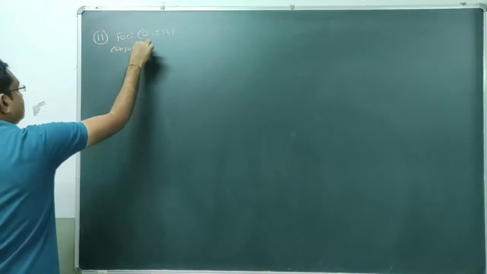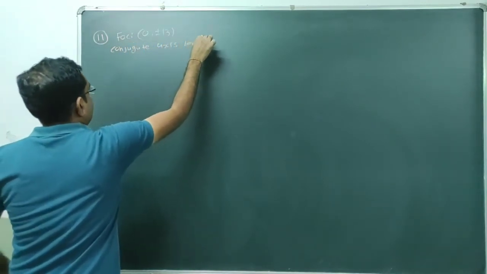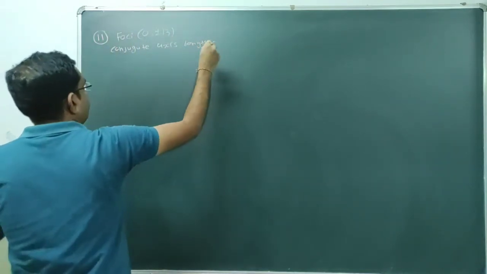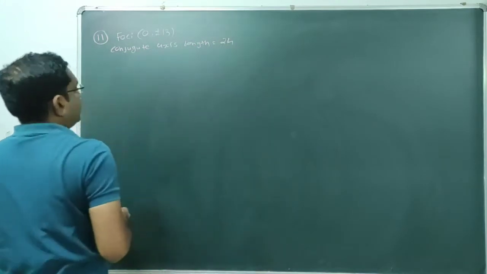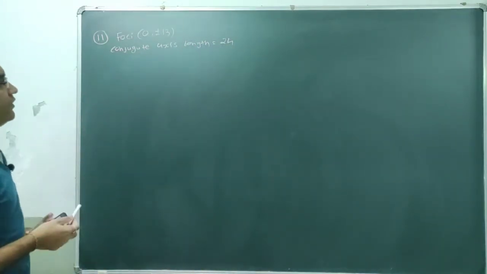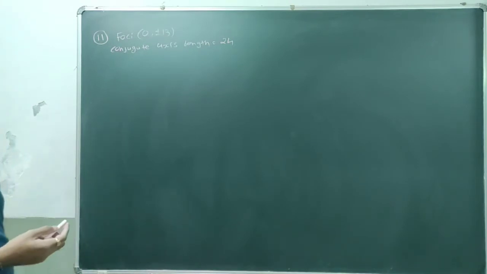Conjugate axis length. Conjugate axis length is given. What is given? 24. In our previous sum we were given the transverse axis length. Now in this sum we are given the conjugate axis length. So what is the conjugate axis length?